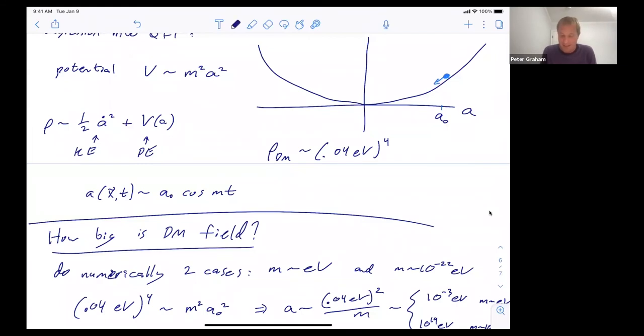By the way, this is a tangent, which I won't really need, but in case you're curious, the equation of state of a scalar field goes like kinetic minus potential over kinetic plus potential. So that is how you can calculate what it's acting like. And it can in fact take on almost any value depending on what the potential is and how the field rolls in that potential.